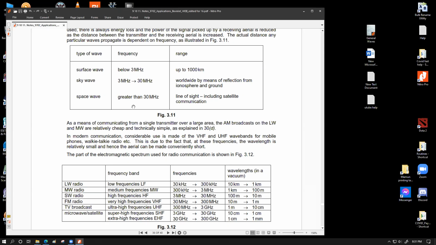And then there is the space wave, which is above 30 megahertz. This is line of sight, including cellular communication. So this is the most common frequency range that we use right now. To be honest, all the modern communication that we take for granted uses this frequency. Even Wi-Fi routers as well.